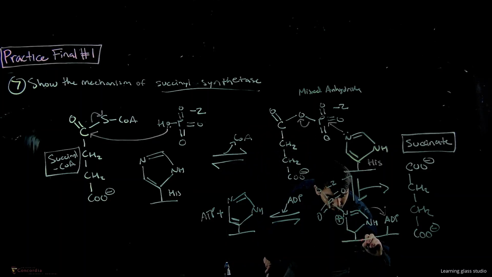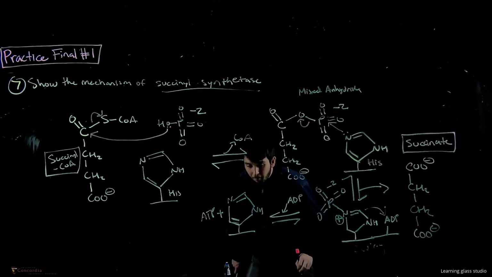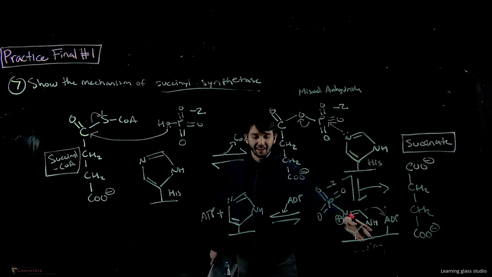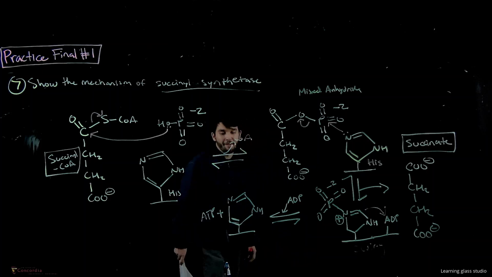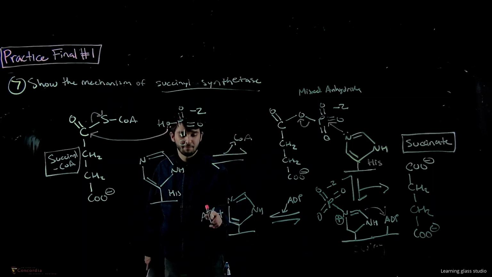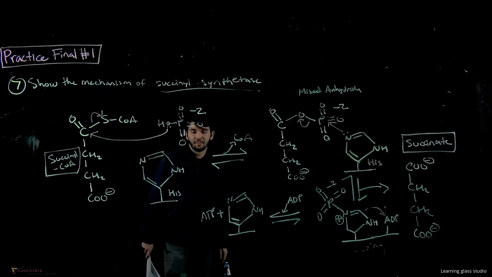Okay. Can you read that? Nope. It will swing down, and then it will bring the phosphate group to the ADP, and that will phosphorylate the ADP, making an ATP here, and that will regenerate the histidine. All right, so that is the mechanism of succinyl synthetase.